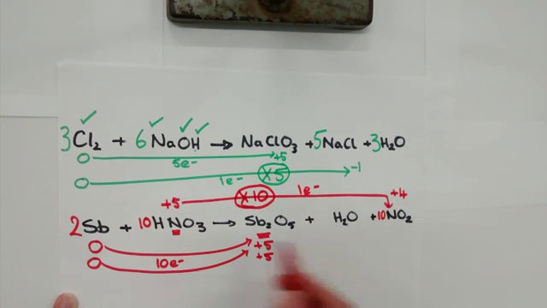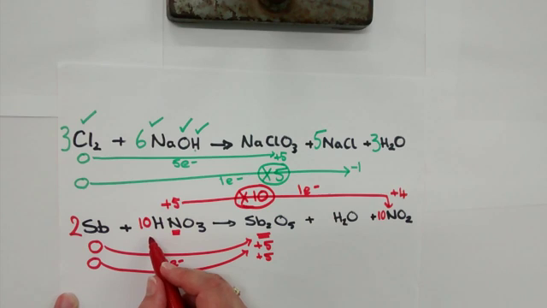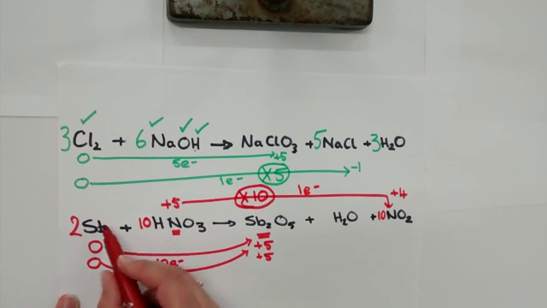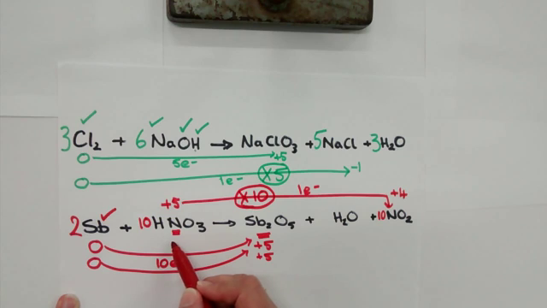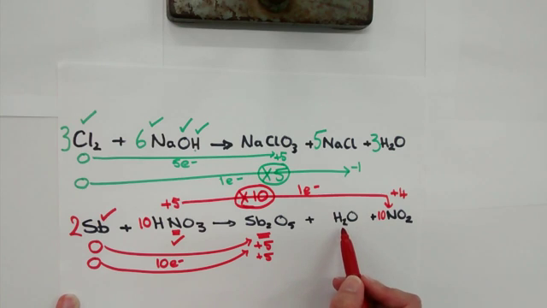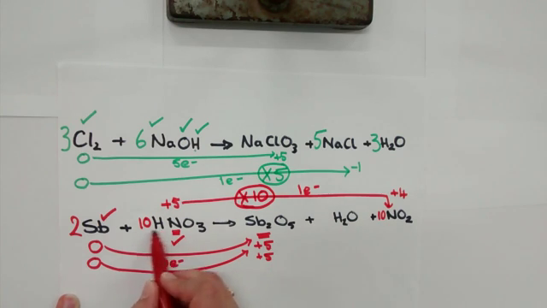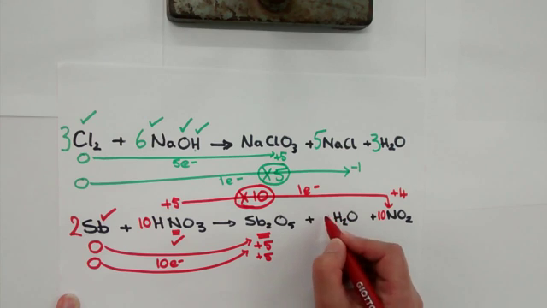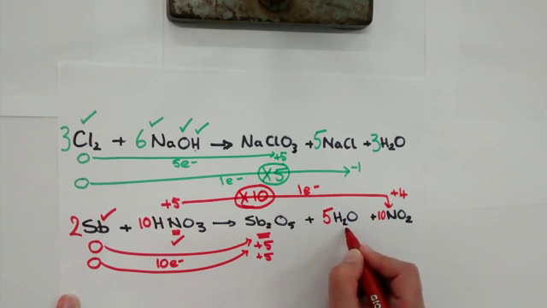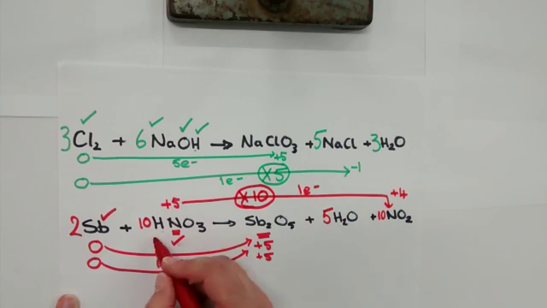So you can see quite instantly we get to very unfamiliar numbers in these ones, and that's why they're difficult to balance by other methods. Having decided then that my antimonies are balanced and my nitrogens are balanced, let's take a look at the hydrogens next. So I've got 10 hydrogens here, so I will need 5 waters there to balance those. So my hydrogens are balanced.